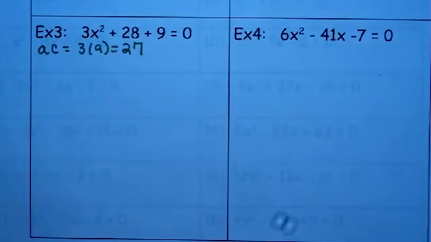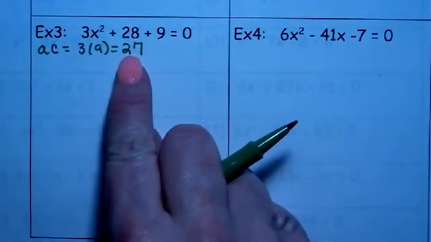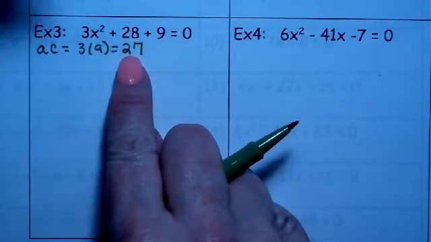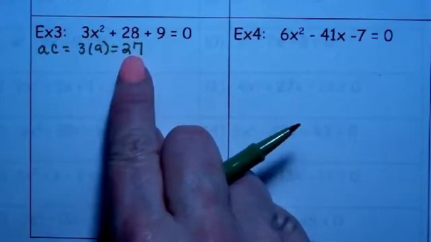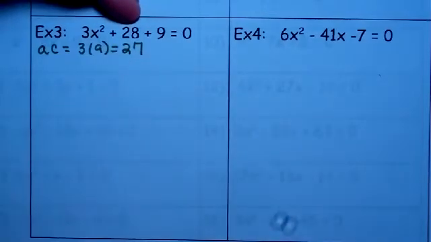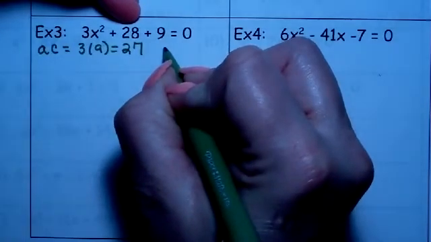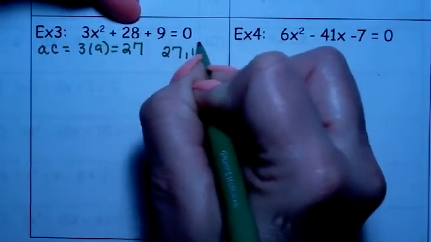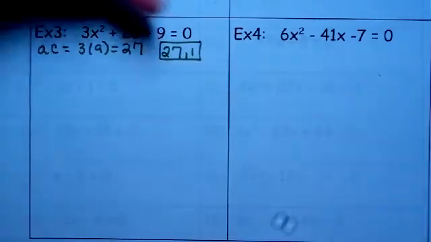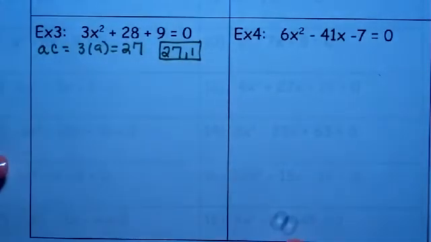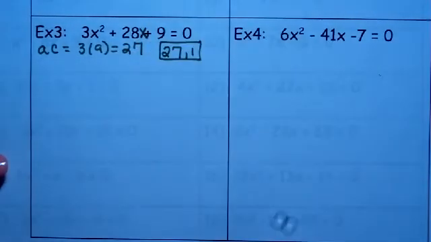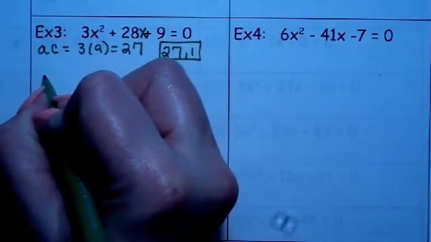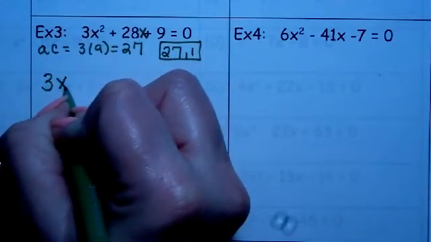Okay. Now remember, we're going to look for two numbers that multiply to give us 27, but add together to give us 28. So two numbers that multiply to give us 27 and add together to give us 28. Those two numbers are 27 and 1. Okay. Now, we're going to take, oops, I left my X out right there. Put an X in there. Okay, that's a typo. So what we're going to do is break that B term down.